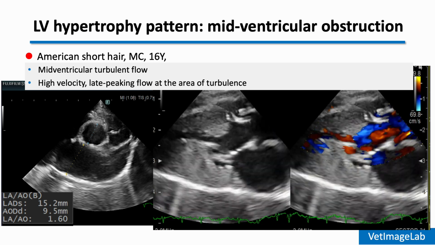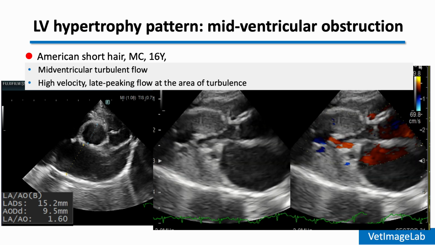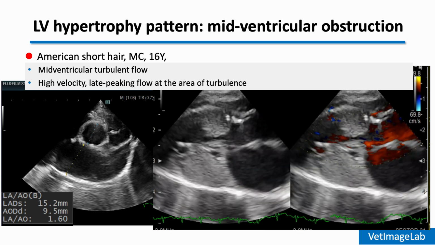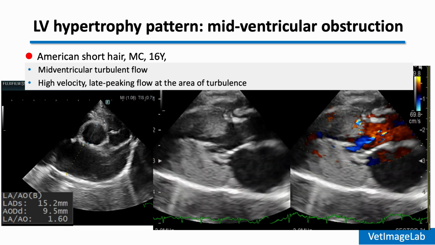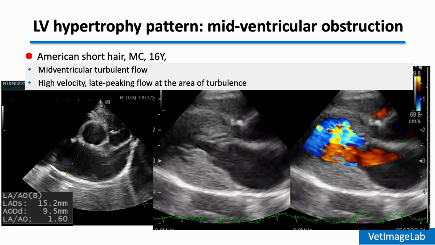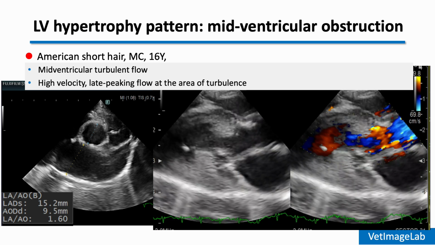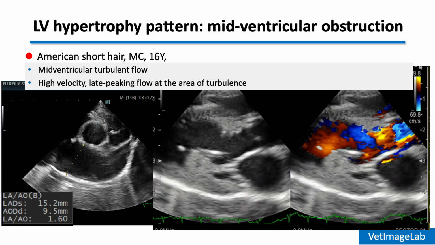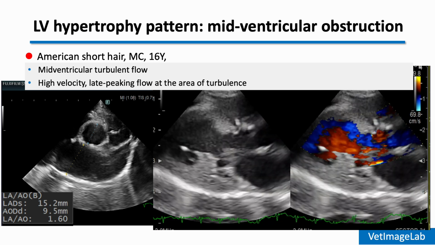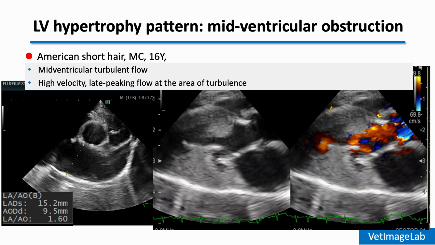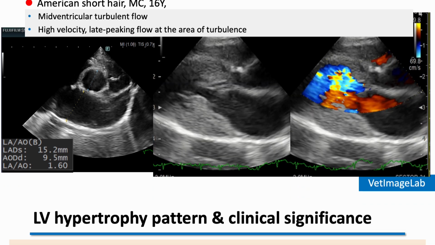This is an example of mid-ventricular obstruction in a 16-year-old American shorthair cat. You can clearly see mid-ventricular hypertrophy. Color Doppler imaging shows turbulent flow localized at the mid-ventricular level, not in left ventricular outflow tract. Also, note the left atrial enlargement in this case.